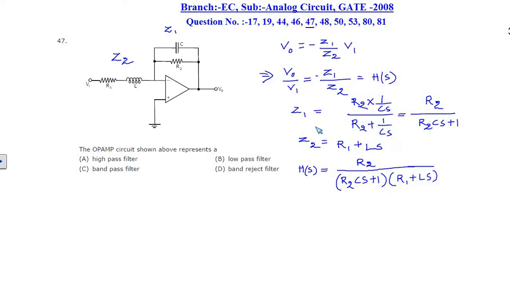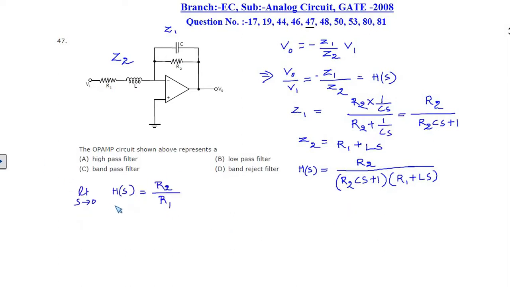So if we find out the transfer function, V output is equal to minus Z1 by Z2 into V1. So H(s) will be equal to R2 by (R2 Cs plus 1) times (R1 plus Ls). So what we will do now, we will try to find out what is the value of H(s) at S tends to 0 and S tends to infinity. From that we will find out what is the type of filter.